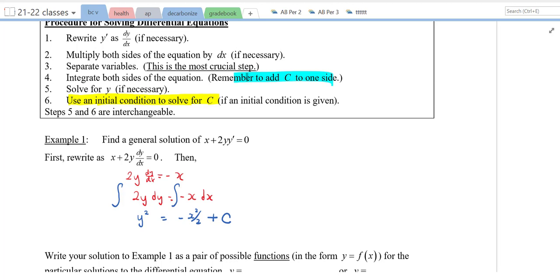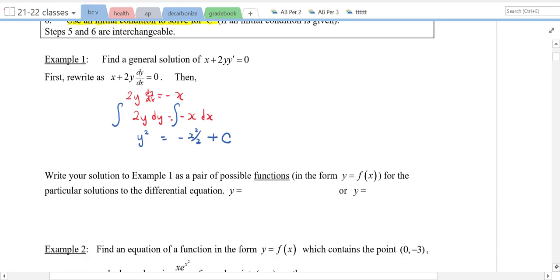Good. Now, unfortunately, we need to solve for y, not y squared. So really our next step is to solve for y. Now, if I solve for y, you'll notice that you get the following. Most people just write this down and I'm like, that's wrong. It actually should be plus or minus. But with a plus or minus, you actually don't have a function. So I have a little blurb here that says, write your solution to example 1 as a pair of possible functions. So really, you need to write them as two separate functions. And here are the functions, the positive square root, or we can use the negative square root.